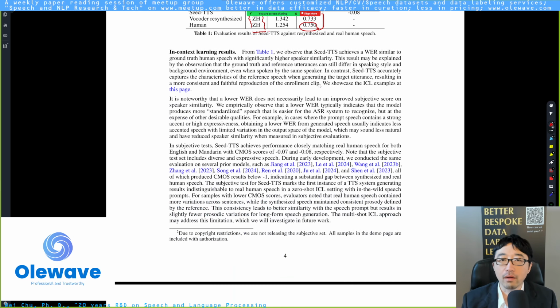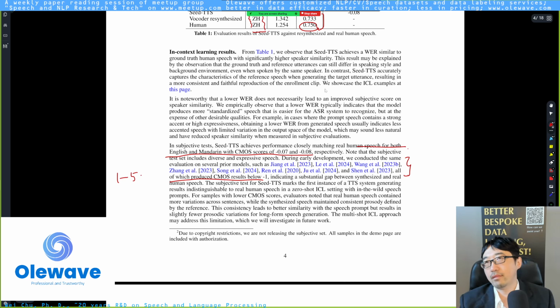And then they talk about their in-context learning. Yeah, they're really proud of their scores. So they're mentioning the numbers in the table again, and they're mentioning that all the previous works before this one produce something like CMOS results below -1. That means they're at least 1 point behind the human being. I think CMOS ranges from 1 to 5. Okay, and for example, suppose human beings like 4 point, you give human voice 4.4. Other ones, I think.